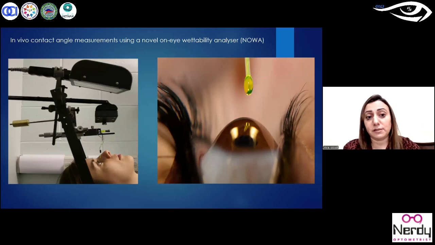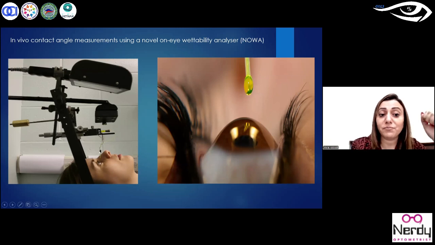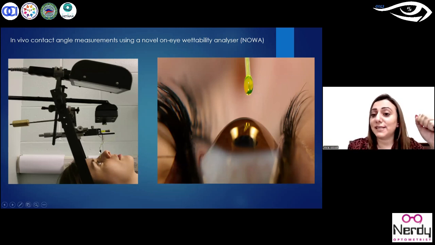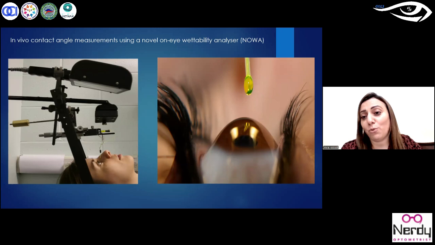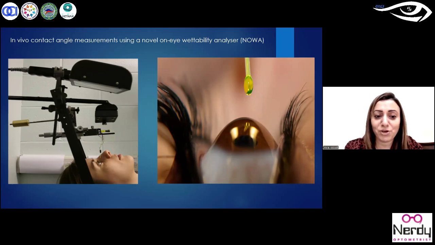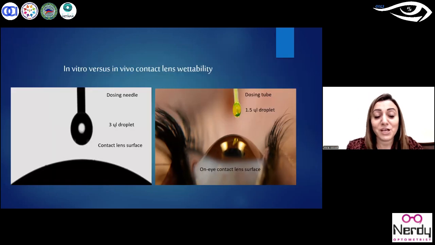I did this. We developed, with my colleagues in Manchester, an instrument which measures the contact angle. So we adapted the sessile drop that you just saw. We adapted this method to an on-eye situation, and we had pretty good results. The sessile drop in the lab, and this is the sessile drop on eye.